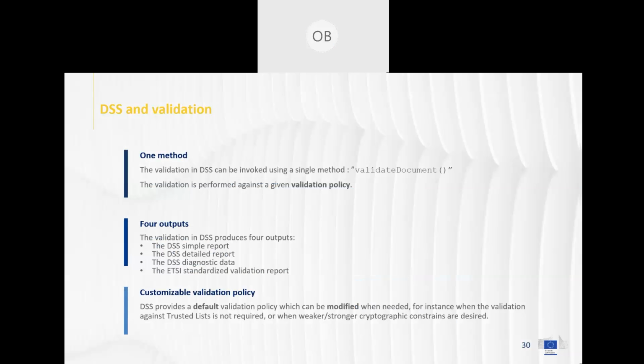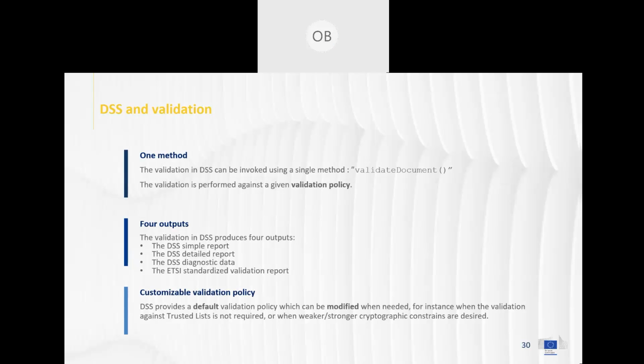Okay, that's the last slide of the presentation before going into the live coding session. Just a last word on the validation side. On the validation side, it's only one method, very simple, validate document. Again, it's performed against a validation policy that you can customize. By default, there is one that validates qualified electronic signatures and advanced electronic signatures based on qualified certificates, basing this decision on the content of the trusted list, so trusted list based. But you can configure it the way you want.